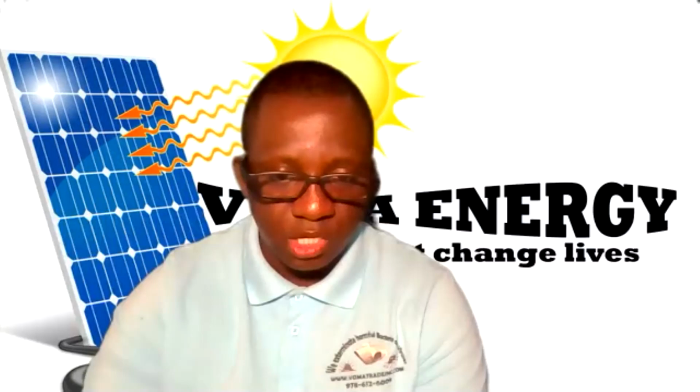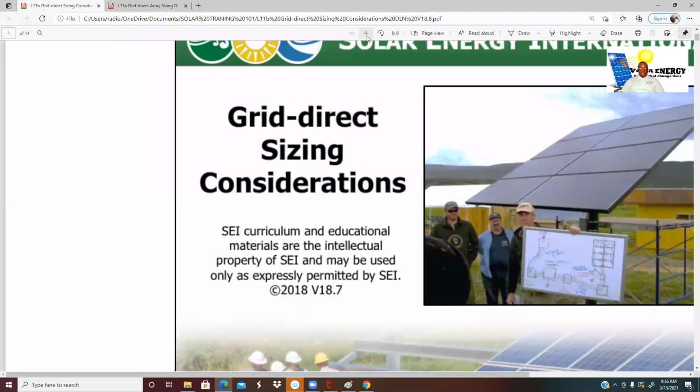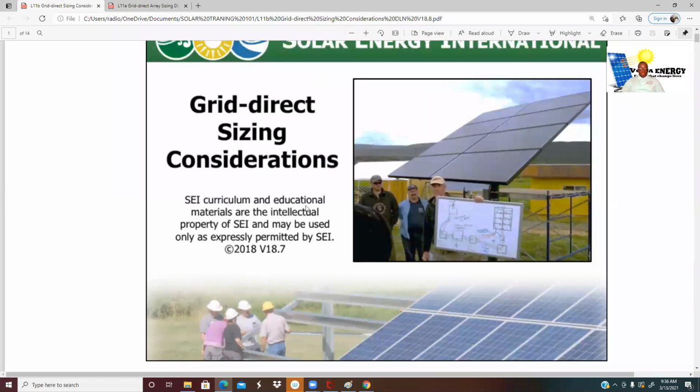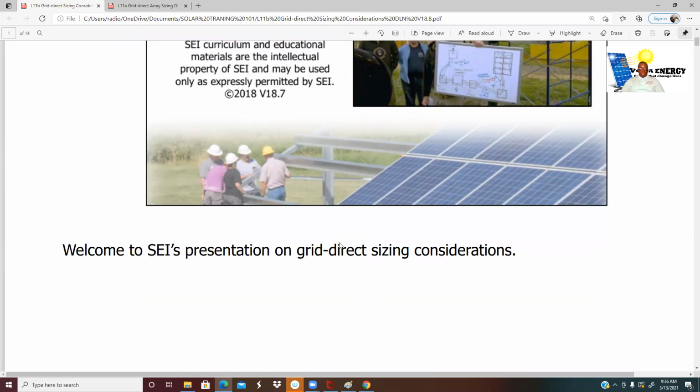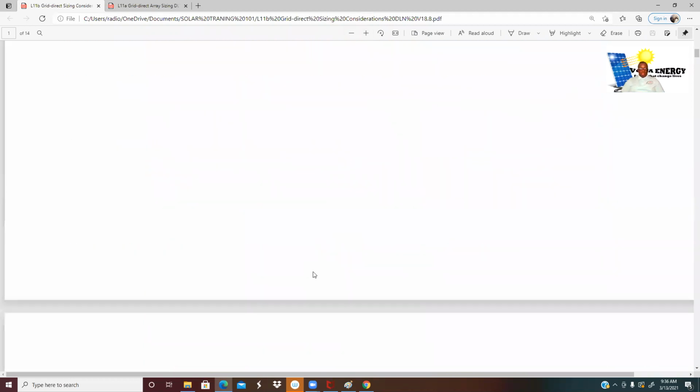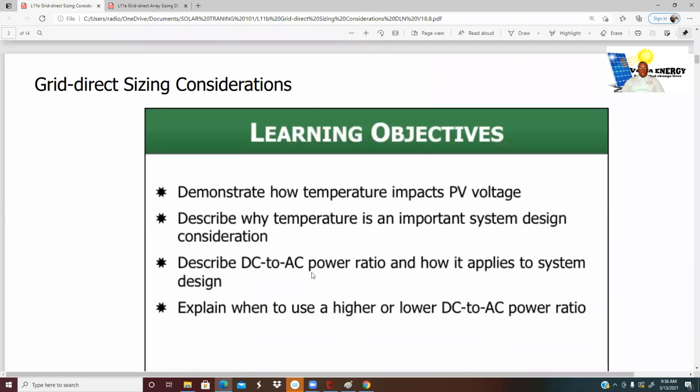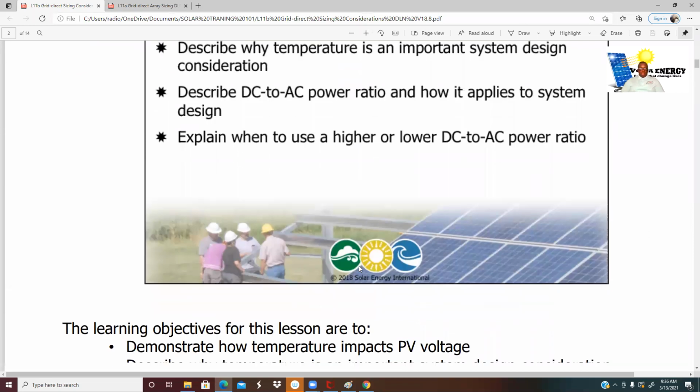All right, let's run through this tab. Now, grid direct sizing considerations. There are some factors to consider when sizing a grid direct system. Demonstrate how temperature impacts PV voltage. Describe why temperature is an important system design consideration. Describe DC to AC power ratios and how they apply to system design. Explain when to use a higher or lower DC to AC power ratio.